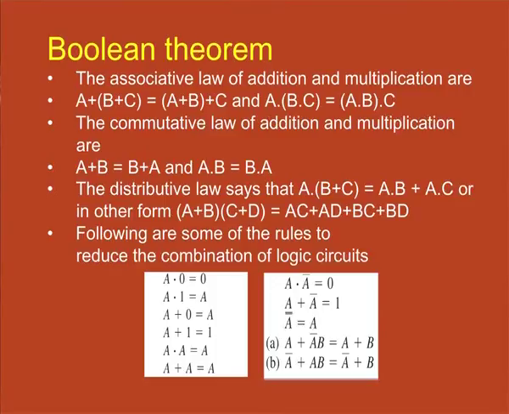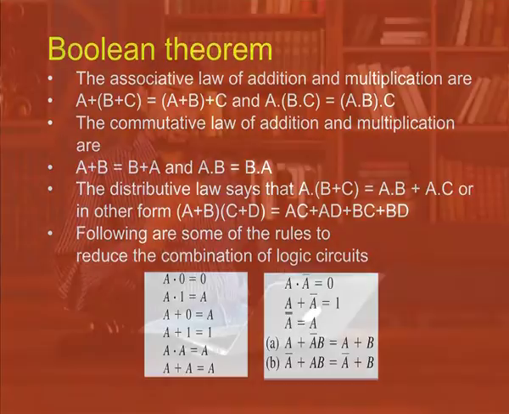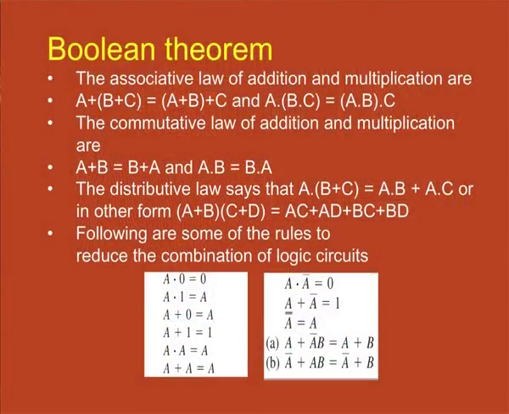Similarly, the commutative law of addition and multiplication can be written in the following way, that is A plus B is equal to B plus A and A dot B is equal to B dot A. And there is another Boolean theorem which is important, the distributive law, and that is also shown for both addition and multiplication, in which the addition distributive law is as follows, that is A dot (B plus C) is equal to A dot B plus A dot C.